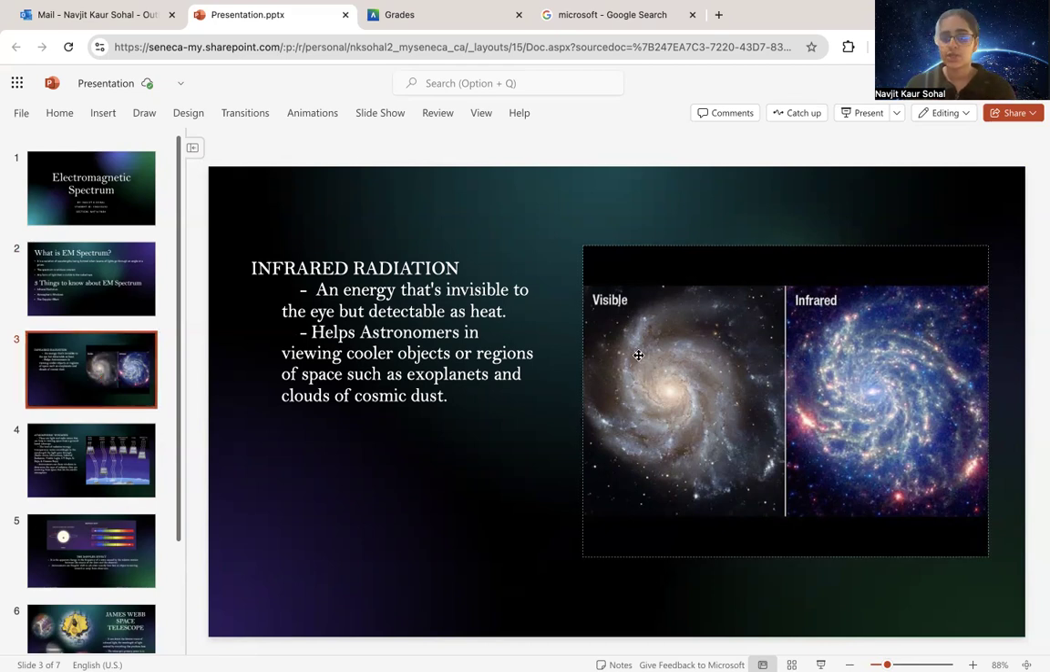So, like in this picture, as you can see, in the first picture, you can see very faint colors, right? It's the Milky Way, let's say. It's a very, very faintly colored picture, which is visible to the naked eye. If you see it from a telescope, this is what it will look like.